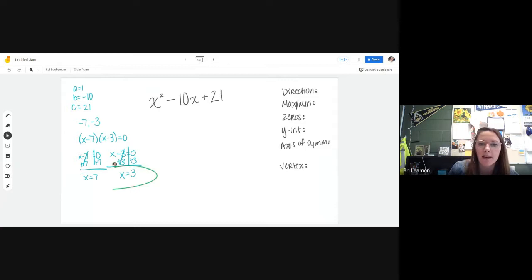I just need to write them in my fancy format, which is in my little brackets. So I'm going to say 3, 7. Remember, we want to write these in order from the smallest number to the biggest number. So here my zeros are 3 and 7.